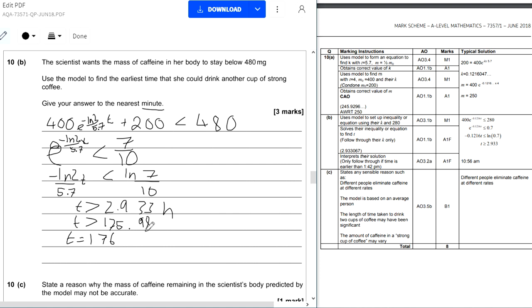So 176 minutes after 8 o'clock, which is when she first drank. So how many hours is that? It's going to be 176 divided by 60. Minus 60 once is going to be, well, it's just going to be 120 plus 56 minutes, where 120 is going to be 2 hours, so that's 10:56, so 10:56, and there's your answer.